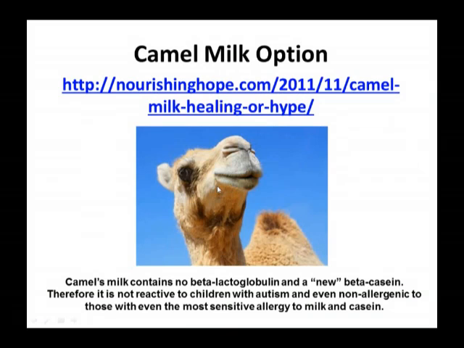Now, some of you have probably investigated or heard about camel milk. Camel milk has become popularized from some of the educational work that Julie Matthews has done. Julie Matthews is a biomedical nutritionist, and I've had a number of parents who are getting camel milk here in the U.S. and seeing very nice results with it.